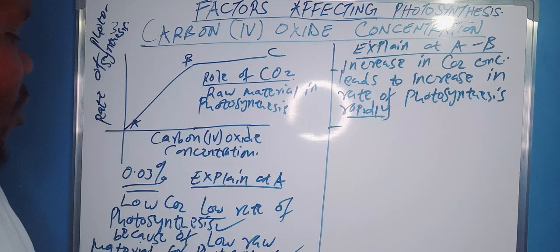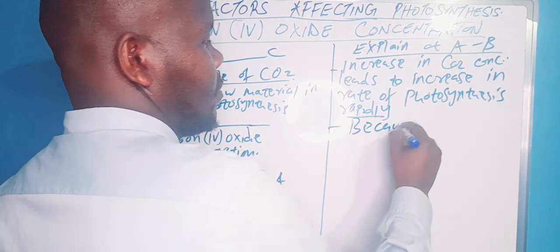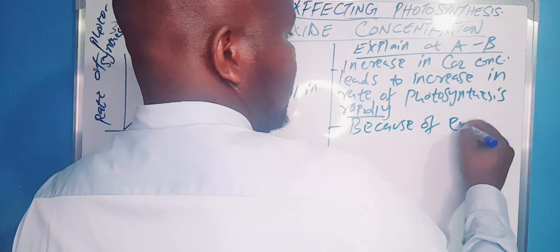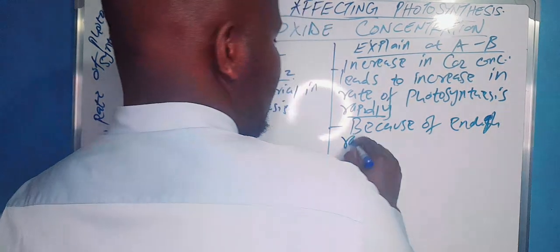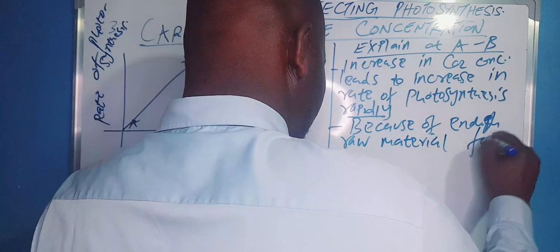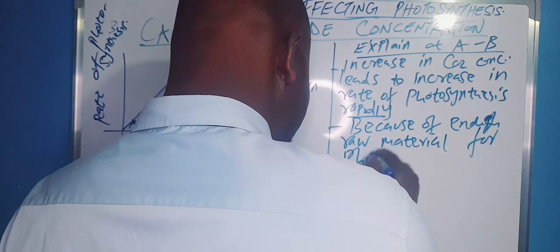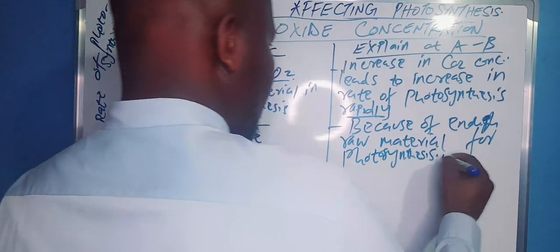So we are saying here there was low raw material, so there is enough raw material for photosynthesis. You get your mark.